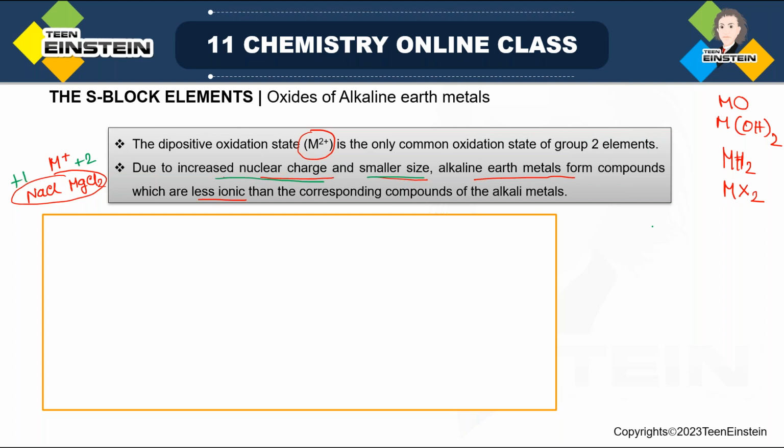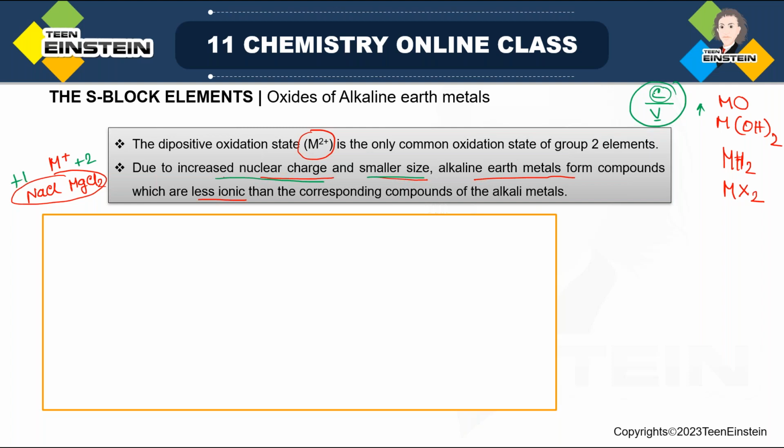I have mentioned what charge density is several times. It is basically charge divided by volume. So when charge is high and size is small, that means volume is small, so this charge by volume ratio will obviously increase because the denominator is decreasing and the numerator is high compared to alkali metals. Because of this increased charge density, the ionic character is less, which is according to Fajan's rule. When charge density is very high, covalent character increases. So this is the reason why they are less ionic than the corresponding compounds of alkali metals.